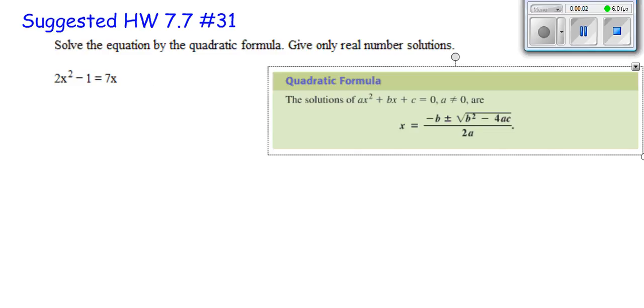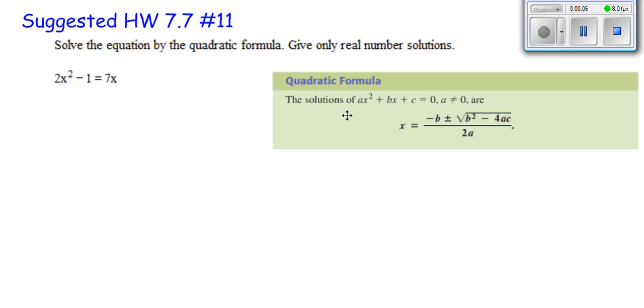Okay, this is actually number 11. Let me change that real quickly. Alright, so number 11 from suggested homework 7.7. Solve this with the quadratic formula. First thing I needed to do is put it in what we call standard form.